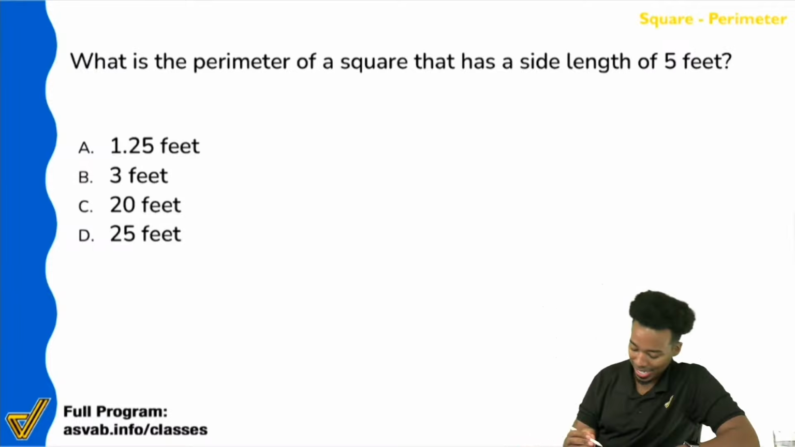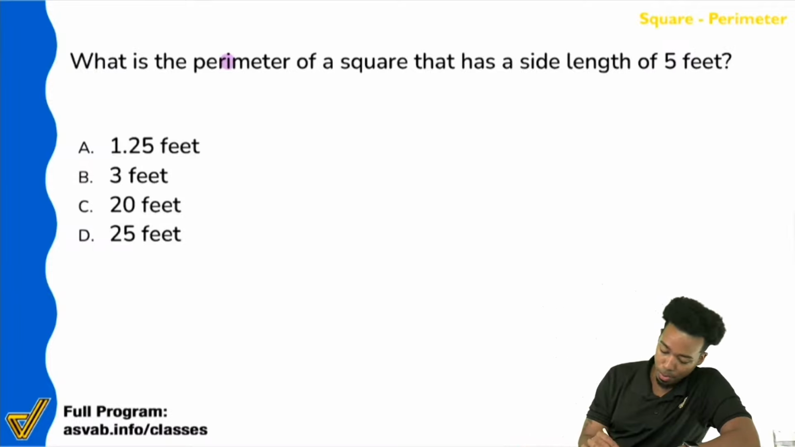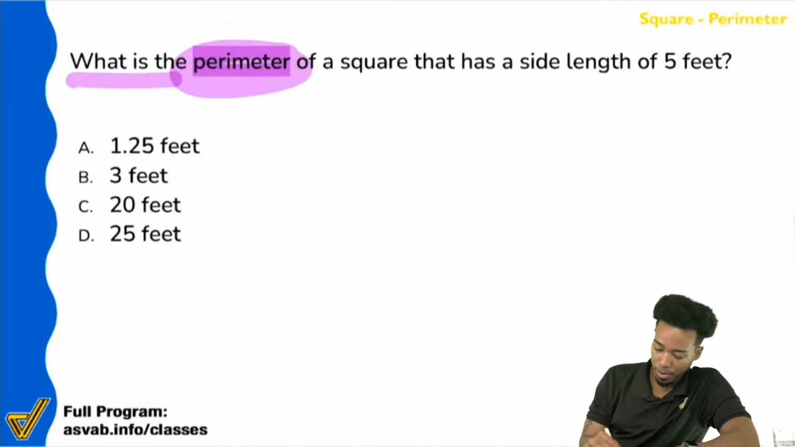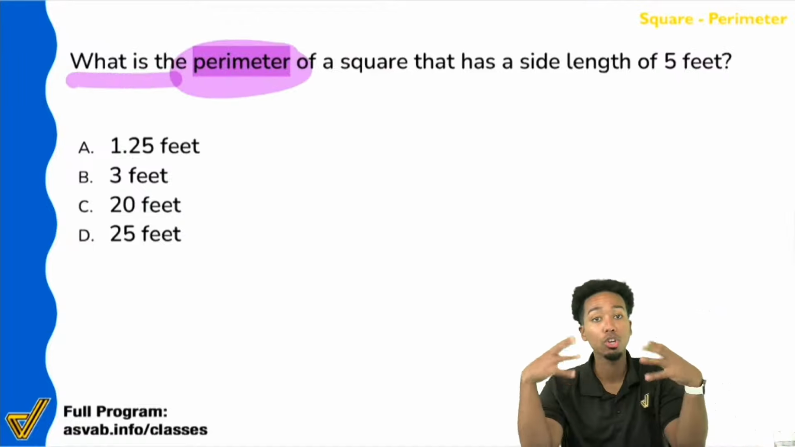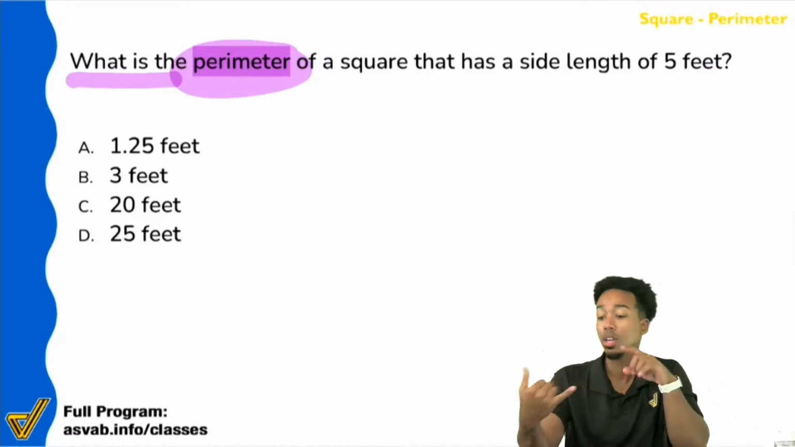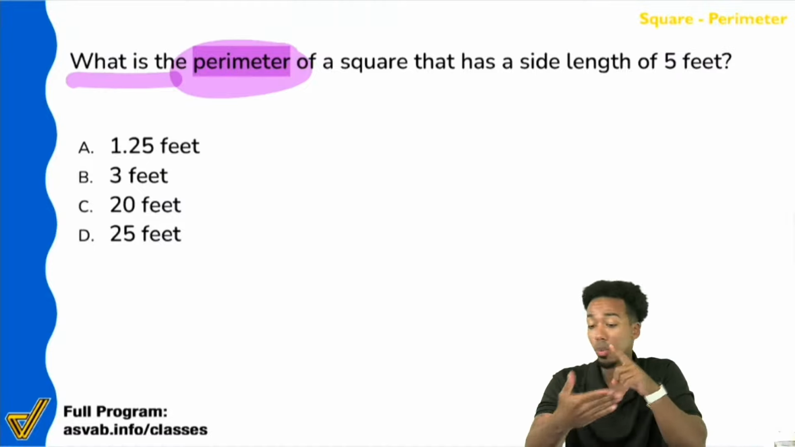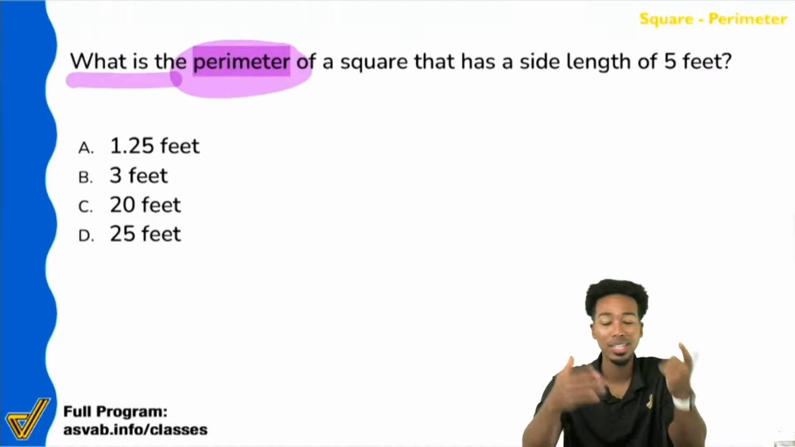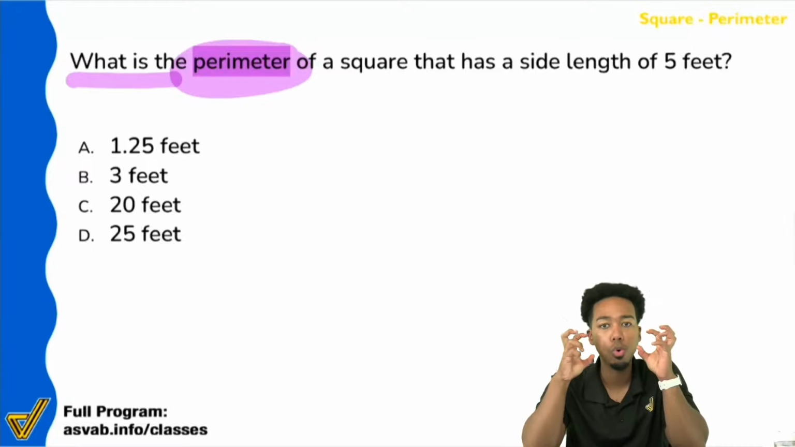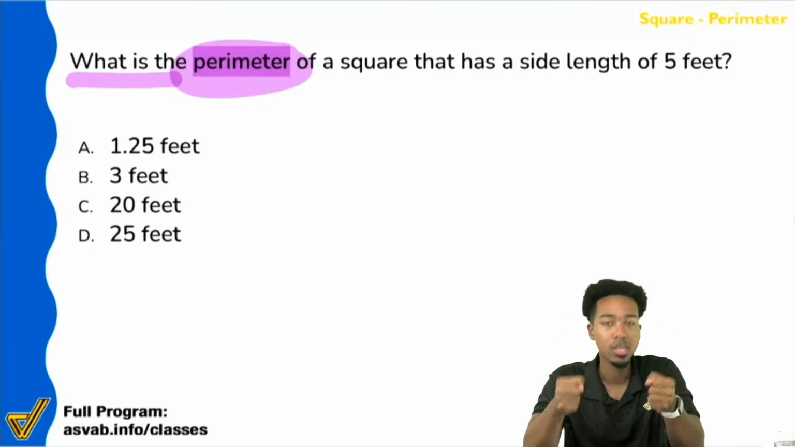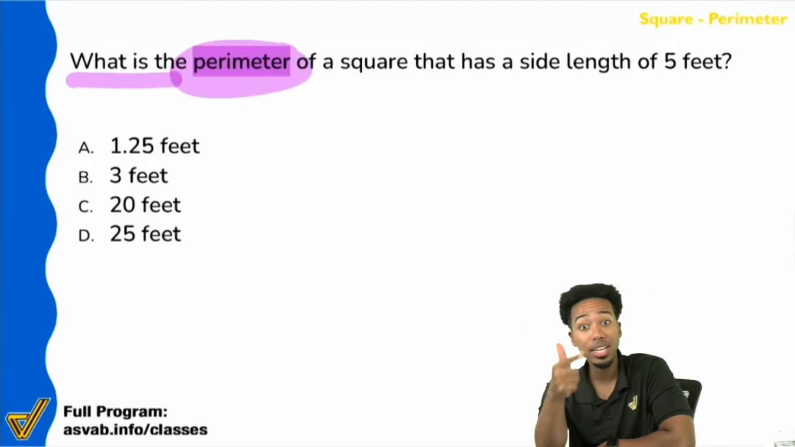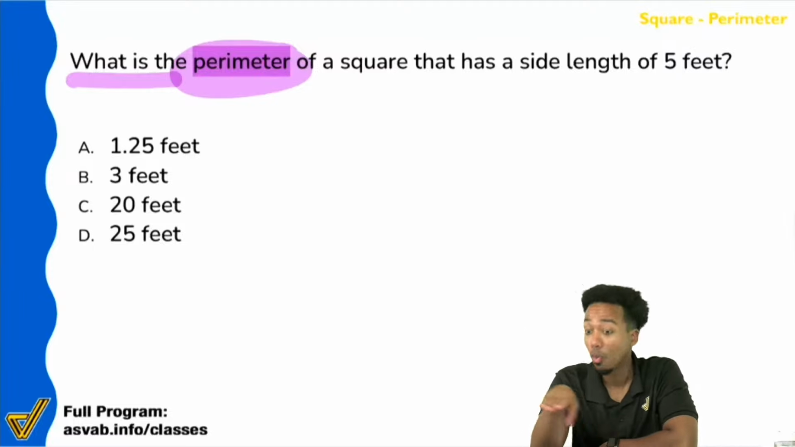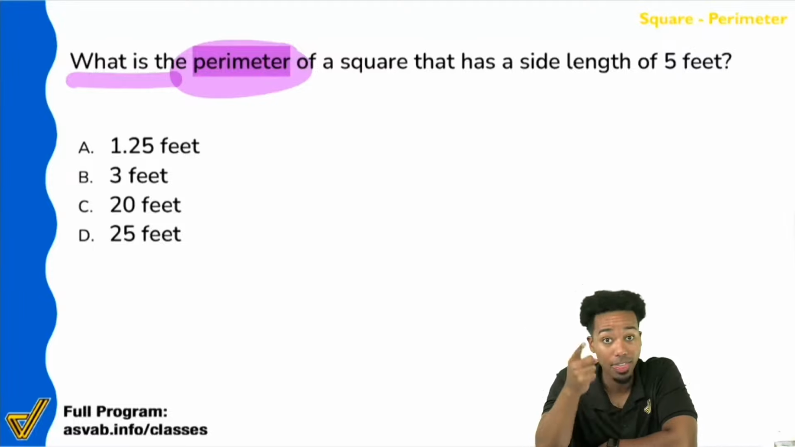Perimeter. Yes, the one thing that we want out of this problem is perimeter. It says, what is the perimeter? Remember, the goal is always after the who, what, when, where, why, how many, which of the following. All of those are question action words. So when you see here, what is the blank, whatever fills in the blank, that's what you're looking for.